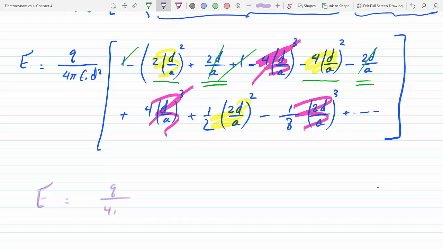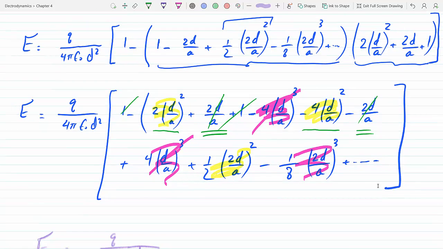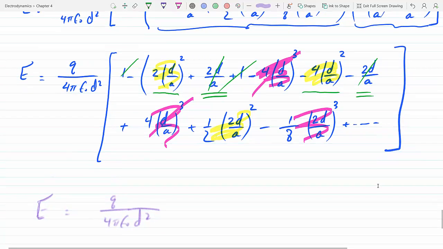equals Q over 4 pi epsilon d squared, and then I've got minus this is 8 over 8 minus 1, and I have there minus 4 minus 1 minus 4.